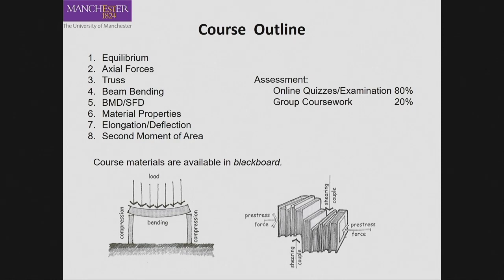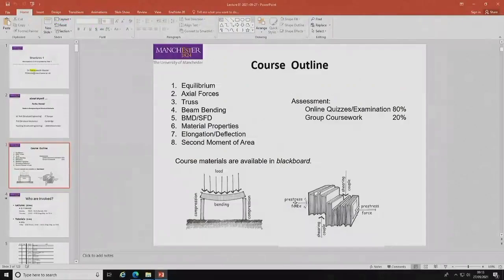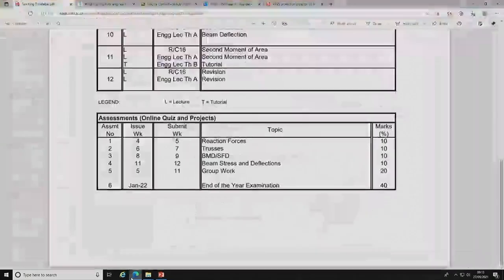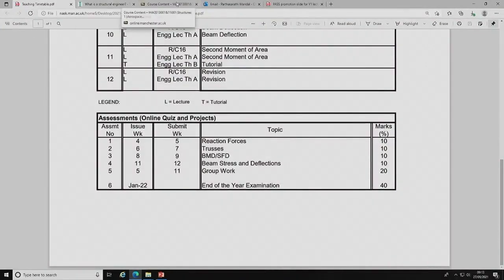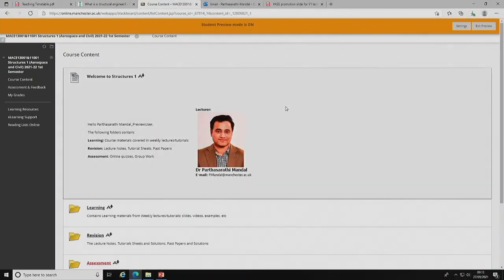Course materials are available in Blackboard, so let me quickly show you where that is. If you log into Blackboard, you'll come into this page. Have you had a go at that? Did you manage to log in to this page? Yeah, good. Okay.